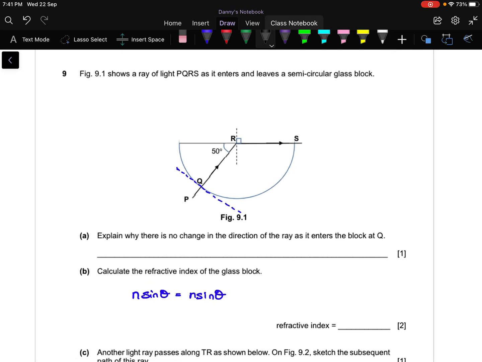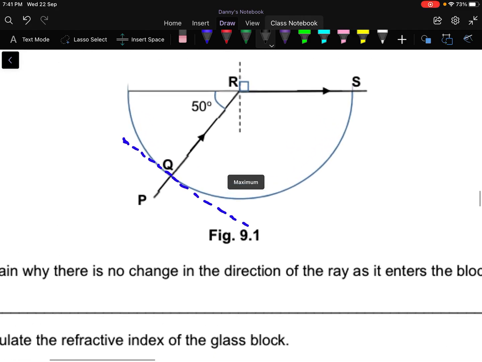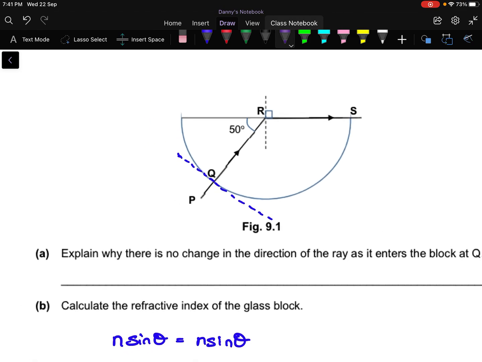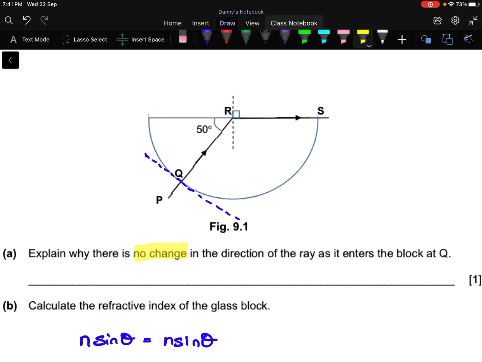Okay, question 9 is another light question, so I will include this in my video. When you have a light question, you need to know how to draw the normal. So for example, in this case, they are asking you why there is no change of direction when the ray enters at Q. So you refer to here, this is the ray that enters into Q. You can see that there's no change of direction. It's like it is passing through. So why? The reason is, whenever you do light, it is very, very important for you to be able to locate the normal. So this is your normal. Then you may ask me, teacher, what is this blue line?